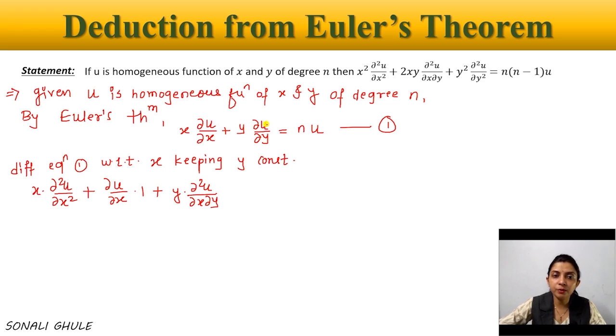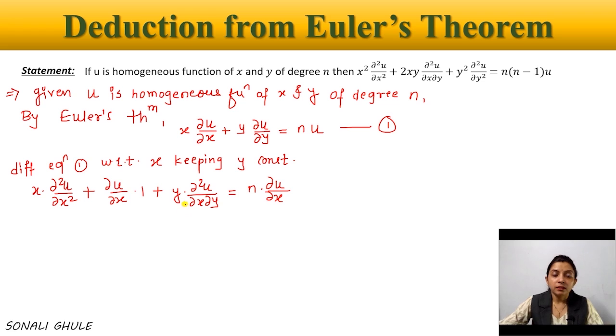Already there is a derivative of u with respect to y. But when I differentiate this again with respect to x, that will give me a mixed derivative. Mixed double derivative of u with respect to x, y. Then equal to n. n is a constant with respect to x, right? And taking a derivative of u now, that will be the derivative of u with respect to x.